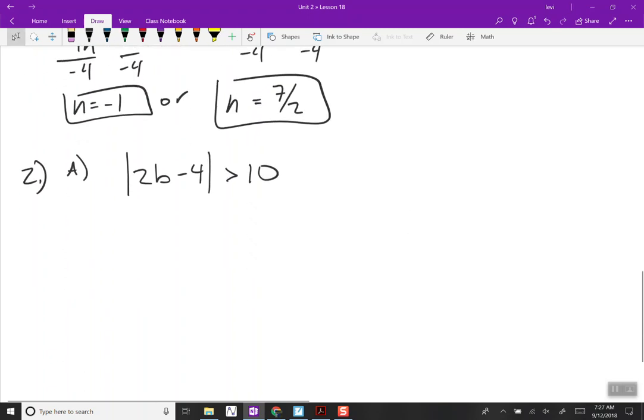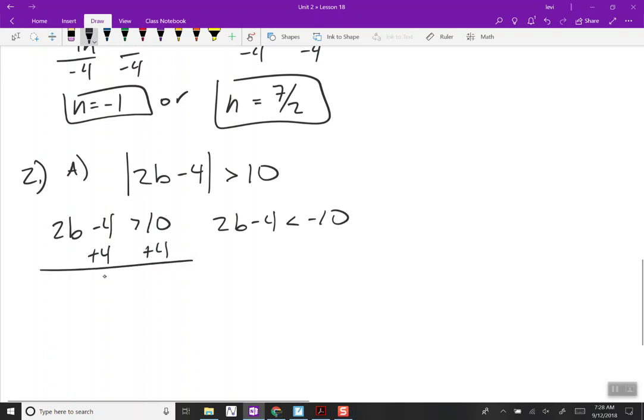So the same thing, meaning we're going to do our positive and negative side. The only difference is on our negative side we reverse our inequality symbol. So our positive side would be 2b minus 4 greater than 10, and our negative side 2b minus 4 less than negative 10. Notice what we're doing with those inequality symbols. So we're going to add 4 to both sides.